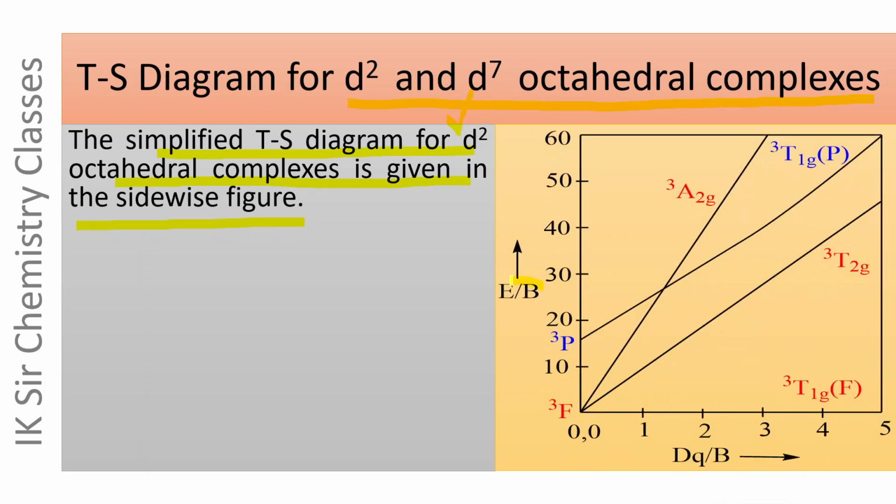E by B, energy divided by Racah parameter B, is plotted against dq by B, crystal field splitting parameter divided by B. dq by B is taken on the x-axis while E by B is taken on the y-axis. It is origin 0 point. dq by B increases in this direction 1, 2, 3, 4, 5 and E by B increases in the upward direction 10, 20, 30, 40, 50 and 60.